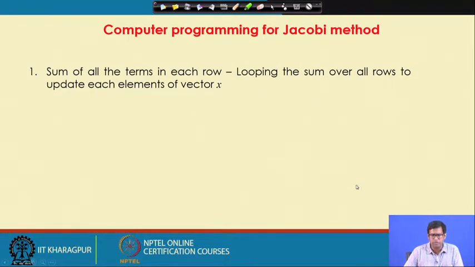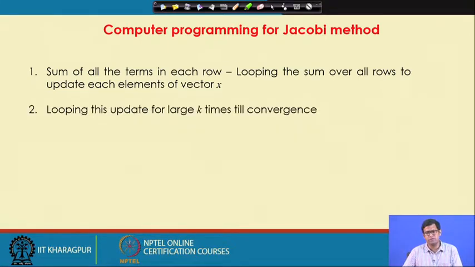So, computer programming for the Jacobi method will essentially have a few important steps. Sum all the terms in each row, then loop over all rows to update each element of vector x. So, we find the sum over all j's in one particular row, and then loop it over all the rows to find each element of vector x, and then loop this update for large k till convergence. Once we do this, it is only one step and it will not converge to the right result. So, we have to loop this several times till we get a converged solution.